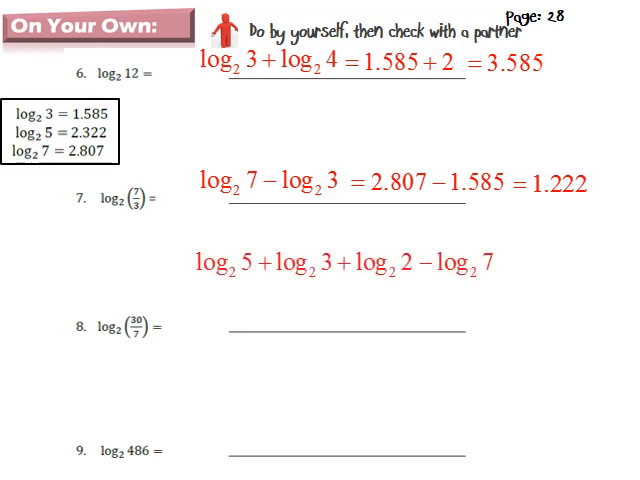So notice what I did. 5 times 3 times 2, and then since it's divided by 7, we've got the 7 right here. Now log 5, we have that value, which is 2.322. Log 3, we have the value, which is 1.585. Log 2 we know is 1, and then log 7 we have as 2.807. Okay, and then we just add those up using our calculator, and then we're good.